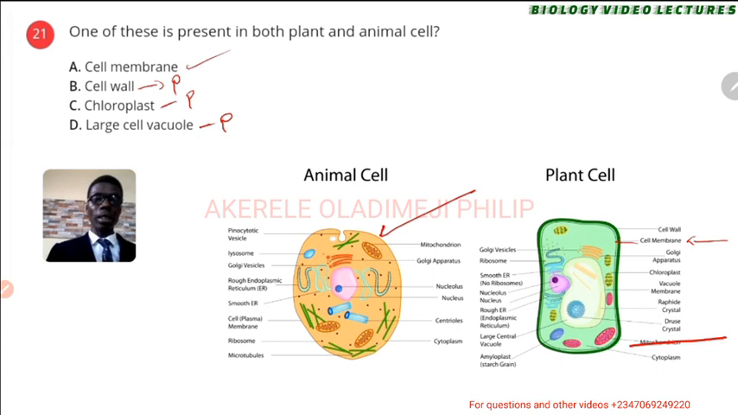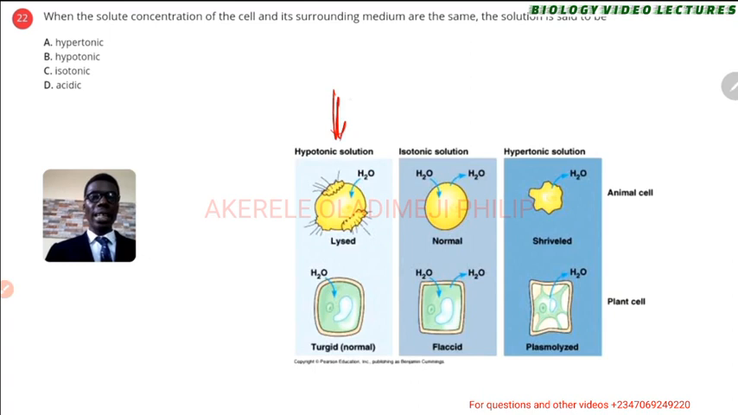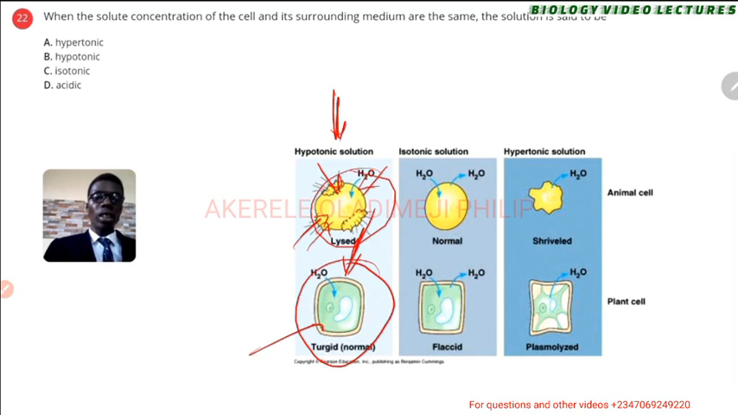When the solute concentration of the cell and its surrounding medium are the same, the solution is said to be... let's check this out. So look at this. This is hypotonic, which means that the surrounding fluid to this cell is less concentrated than the cell itself. So in that case, this cell will suck in water and end up bursting. Yes, but for this plant cell, it won't burst because it has a cell wall. The cell wall is rigid and can't rupture, so it just stays swollen and turgid that way.